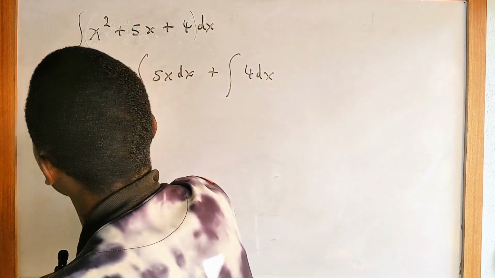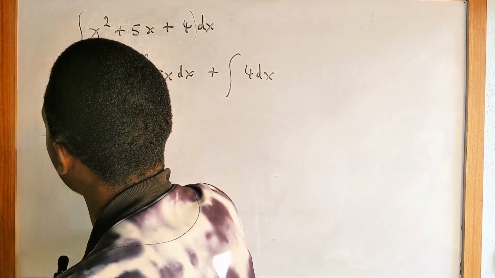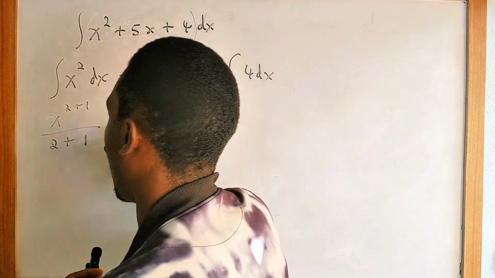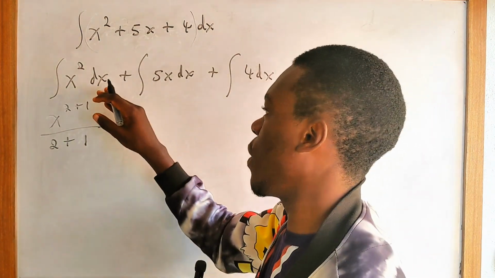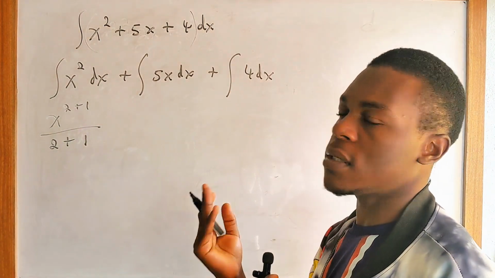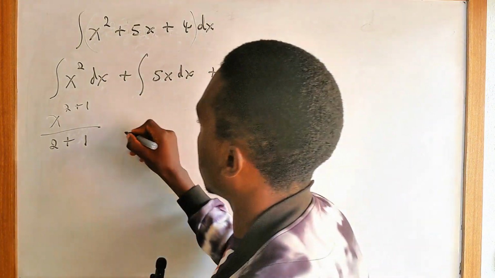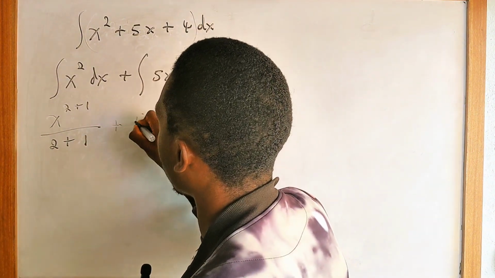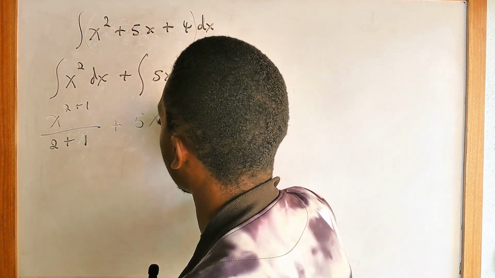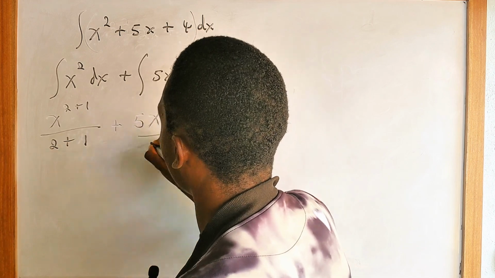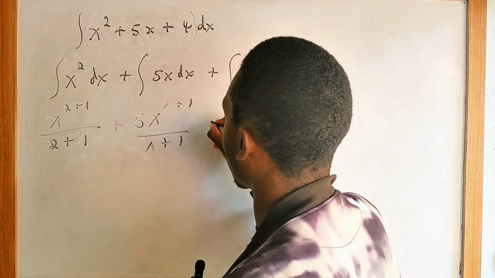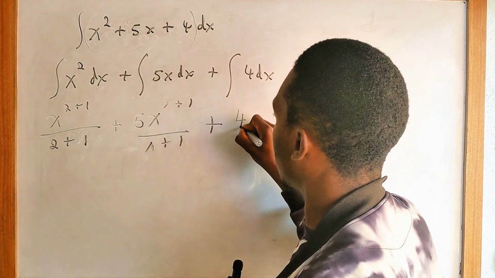That will be what? x squared plus 1 all over 2 plus 1. We are not going to add a constant here, because if you add a constant everywhere, you have 3c, that is still c. Okay, that is why I'm just going to do it 5x to the 1 plus 1 all over 1 plus 1 plus 4.